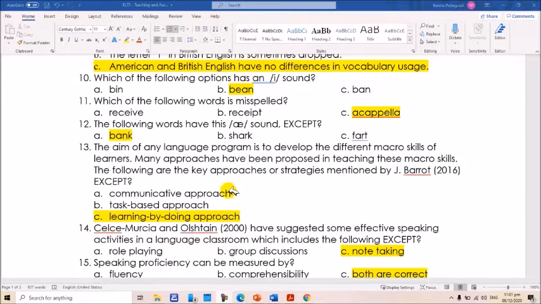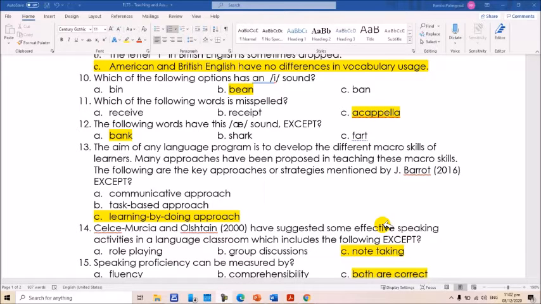So we all know that Barot in 2016, based on the self-learning module or material that I've uploaded on Classroom, mentioned these two: the communicative approach and also the task-based approach.